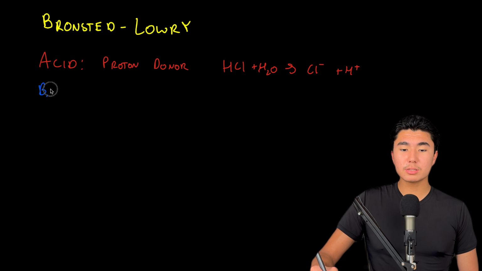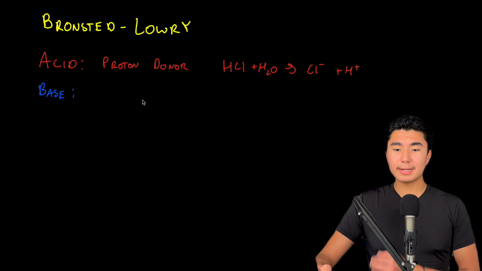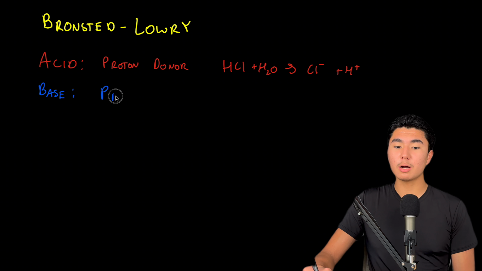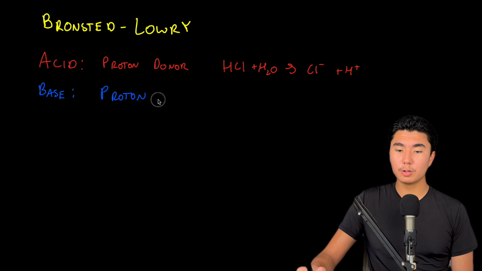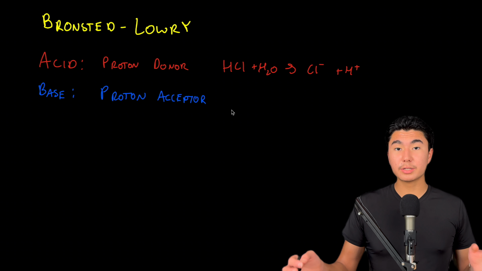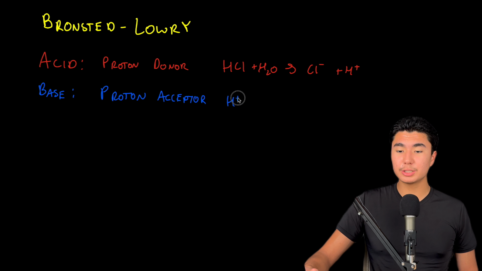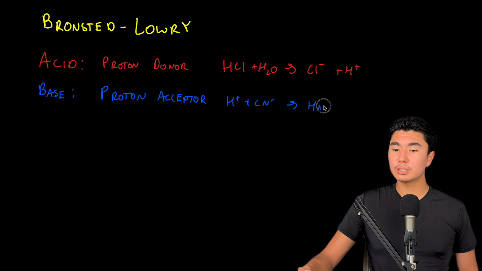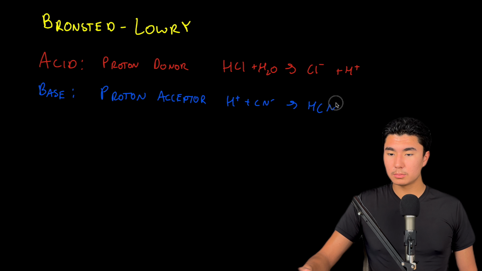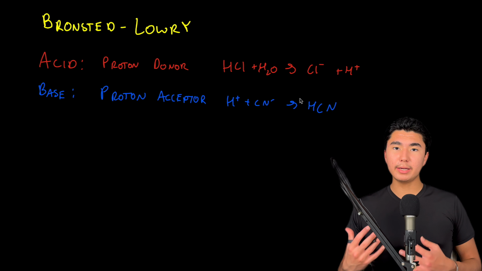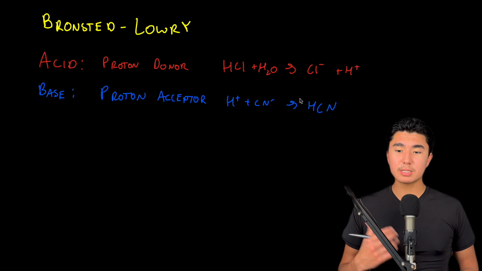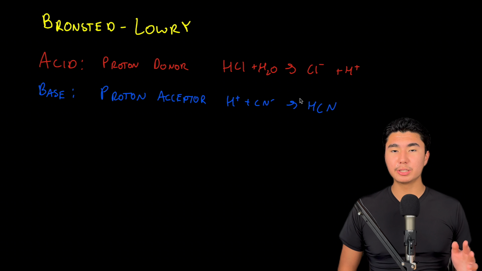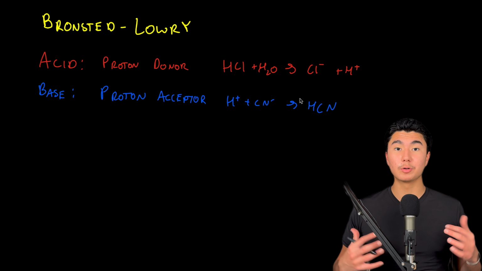Now let's talk about the Bronsted-Lowry base, and this is pretty much the opposite of the acid. In the acid we had a proton donor, so the opposite of that would be our proton acceptor. An example of this is if we had hydrogen and we had this CN minus, and this creates HCN, and this would be a base. This would be a Bronsted-Lowry base because it has accepted the hydrogen from that solution.